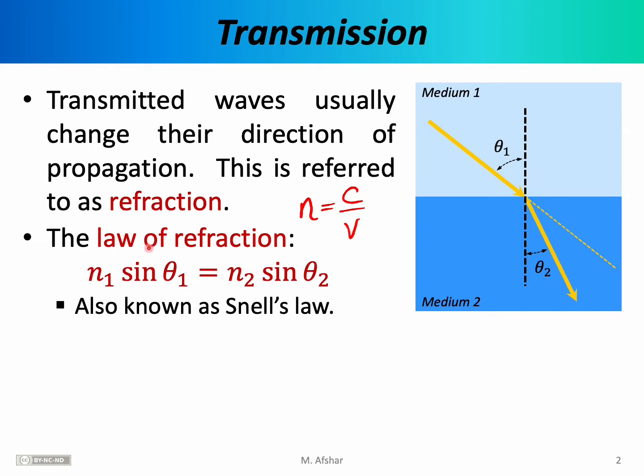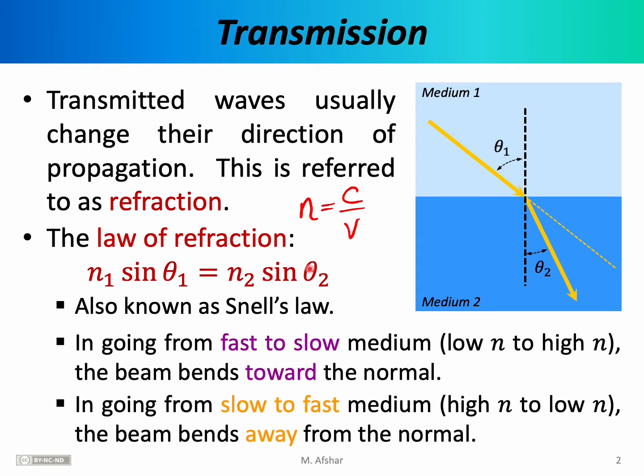Note that according to the law of refraction, theta 2 can be greater than or less than theta 1 depending on what N1 and N2 are. If N1 is greater than N2, then theta 1 will have to be less than theta 2 to ensure equality. Conversely, if N1 is less than N2, then theta 1 will have to be greater than theta 2 to ensure equality. We can describe those facts as follows.